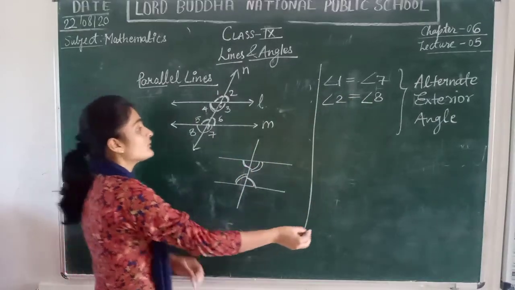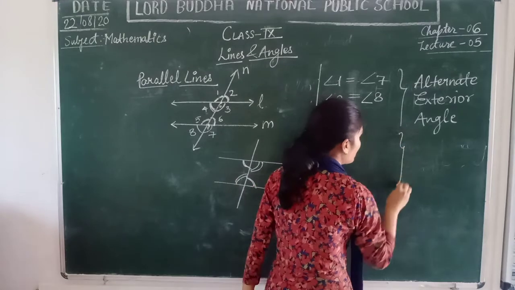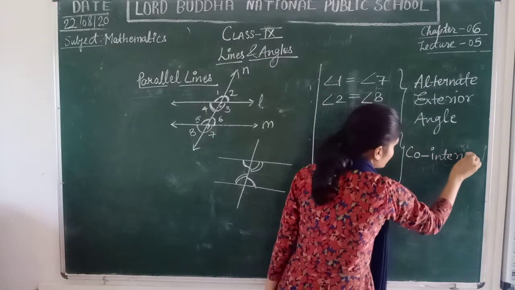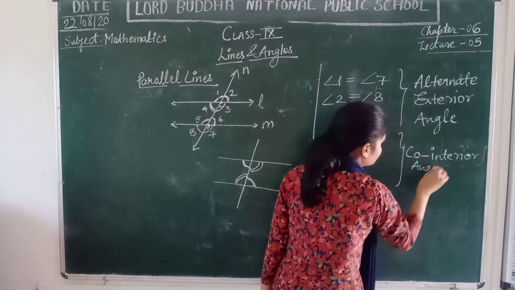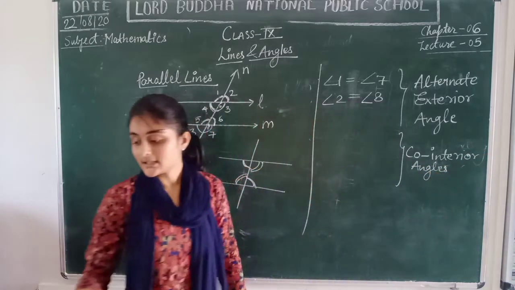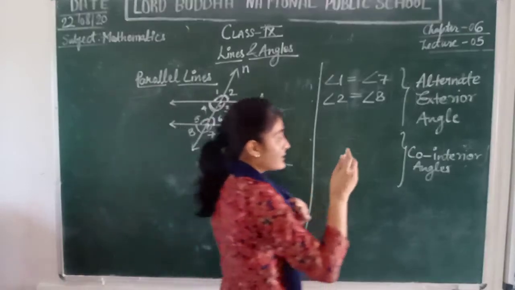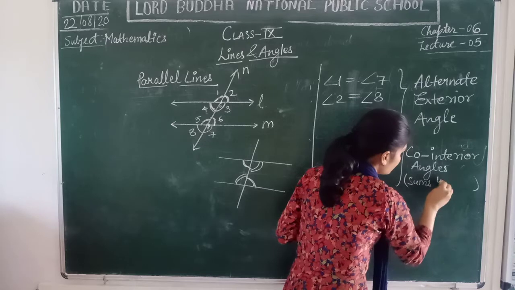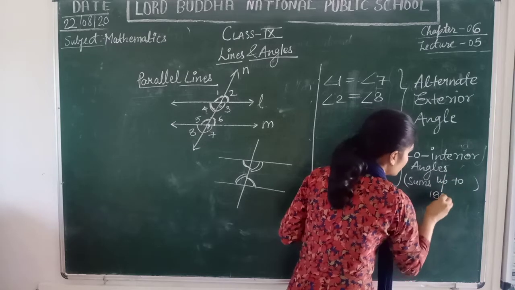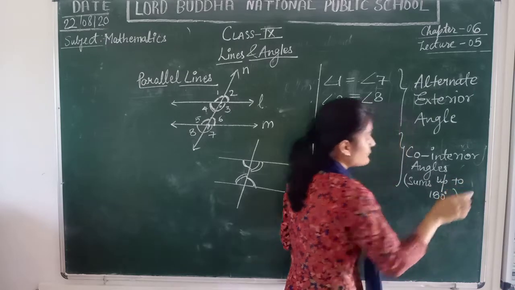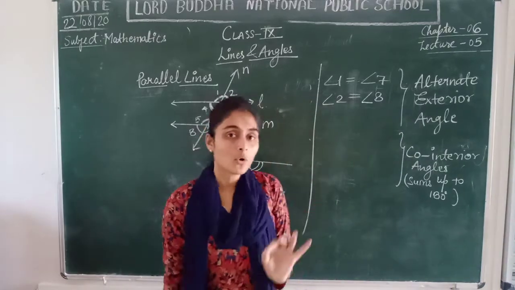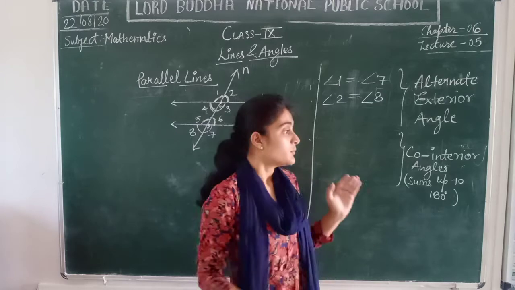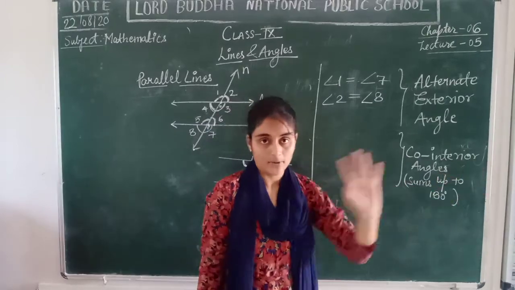Now, let's move forward. There is another type of angle which is called co-interior angles. What does the word mean? The property it has is that they sum up to 180 degrees. Whenever you find a co-interior pair, they will sum up to what? 180 degrees. Their sum will always be equal to 180 degrees.